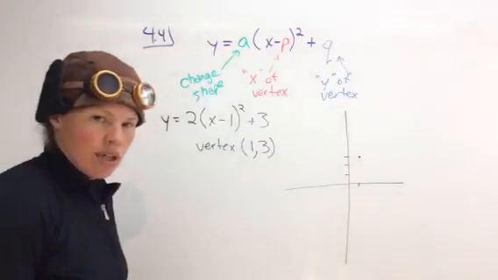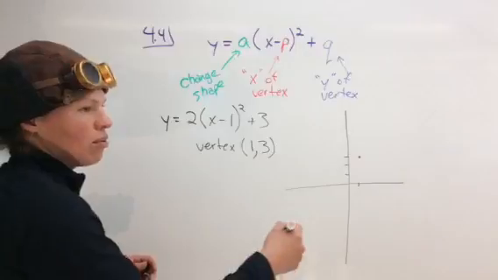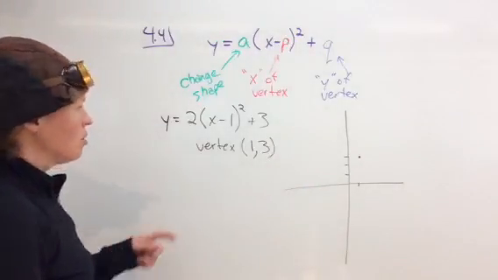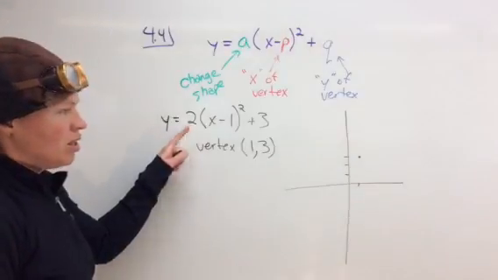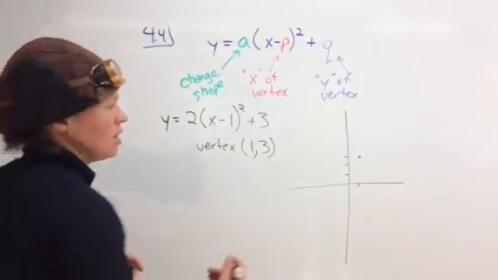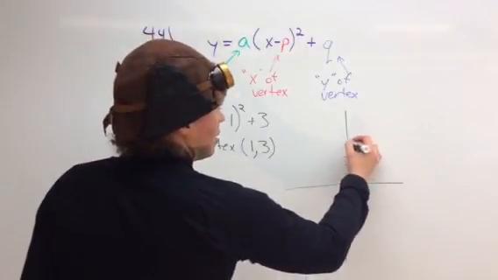If I want to put that on here, that tells me that it's going to be at 1 and 3. Now a normal quadratic graph would follow the shape over 1, up 1, over 2, up 4, and so on. This is not a normal graph, though, it has a 2 here. So what I'm going to do is apply that 2 to the vertical, and I'm going to say it goes over 1, up 2.